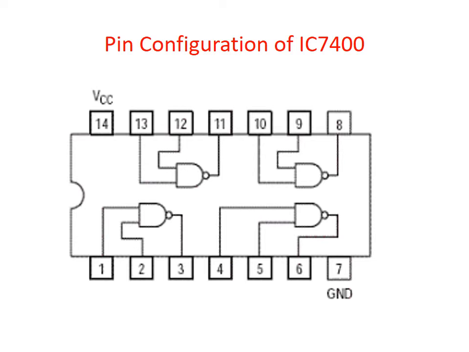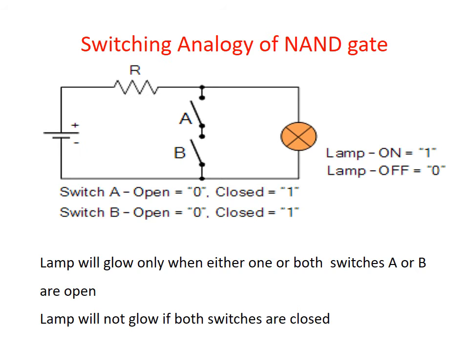Here pin number 1 and 2 are the inputs and pin number 3 is the output. Pin number 4 and 5 are inputs, 6 is output. Pin number 7 is connected to ground, that is 0 potential. Pin number 8 is output, 9 and 10 are inputs, 11 is output, 12 and 13 are inputs, 14 is connected to VCC. This IC 7400 is known as quad 2-input NAND gate IC.